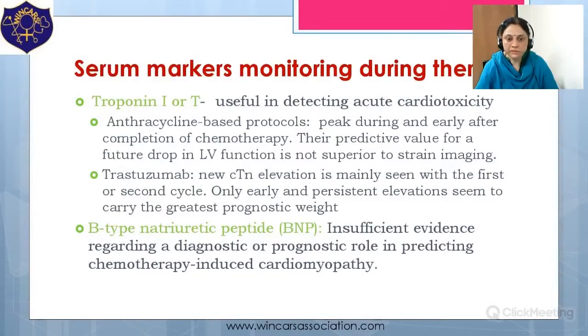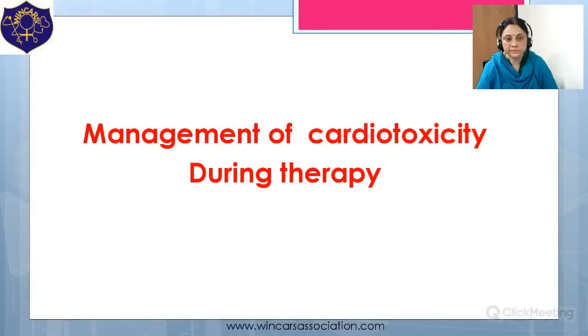We do not have any evidence regarding the diagnostic or prognostic role of brain natriuretic peptide, especially in predicting chemotherapy-induced cardiotoxicity. However, troponin I or T is useful in detecting acute cardiotoxicity. This can rise during treatment with both anthracycline-based protocols or with trastuzumab. However, only early and persistent elevation carries a prognostic indication of late cardiomyopathy.